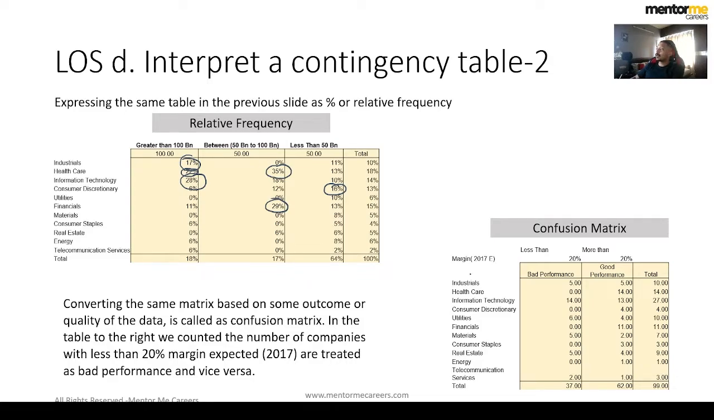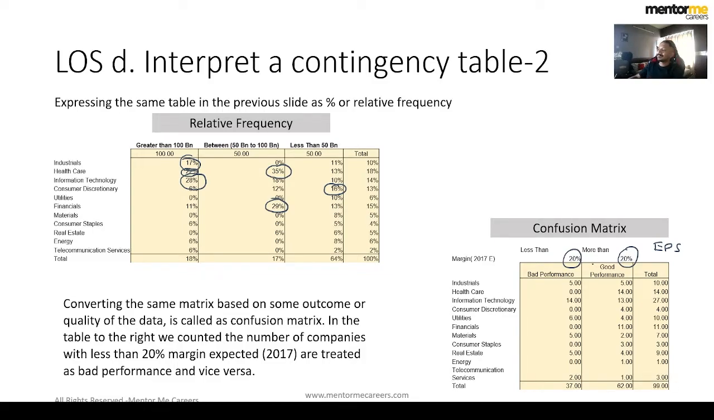Now there's something called the confusion matrix, wherein you are again taking the same data which you had, but now you're going a step further and looking at other characteristics, like less than 20% performance and more than 21% performance in EPS, let's say. Now what you're trying to do is see how many companies are generating less than 20% growth in EPS in these sectors.